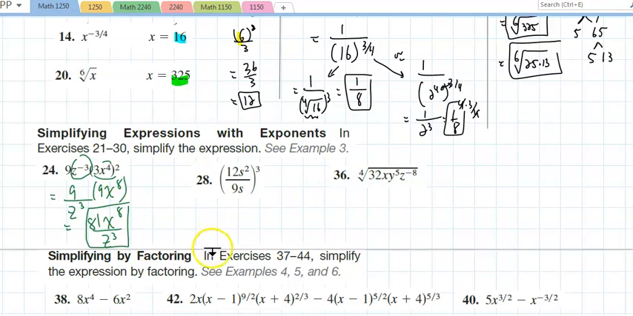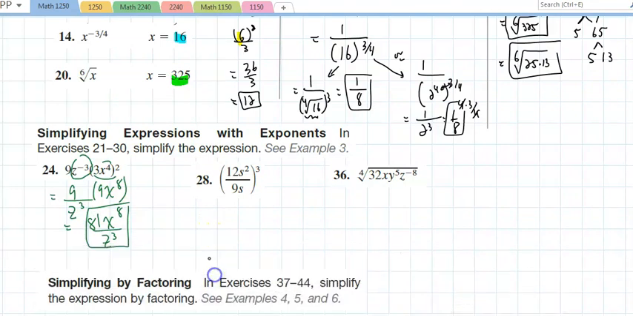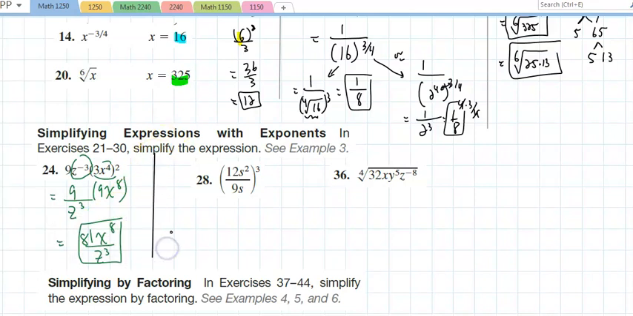No need to squish things down. We have plenty of space. Here we go. And if I look at number 28, let's see how 28 works. It'll be better if you simplify from the inside of the parentheses out.